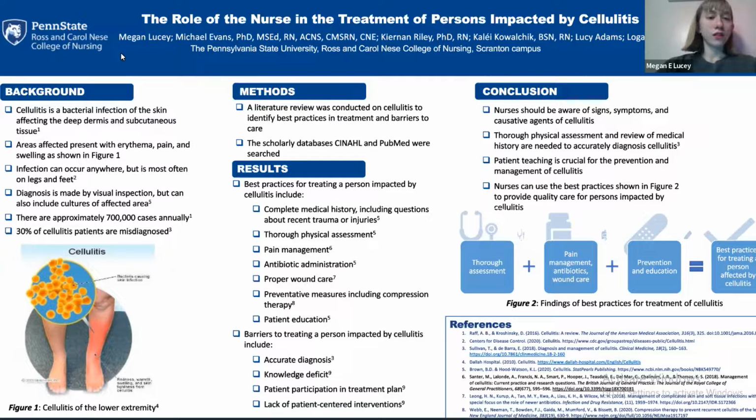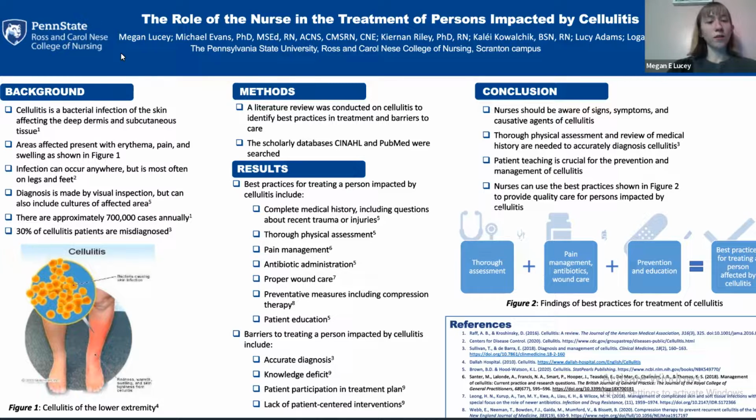And the results were best practices such as a complete medical history, questions about recent trauma or injuries, because cellulitis is most commonly acquired through a cut or an injury where the bacteria gets into the skin, a thorough physical assessment, pain management, antibiotic administration because it is a bacterial infection, proper wound care, preventative measures, including compression therapy to prevent this from recurring, and patient education on how to prevent these types of injuries.